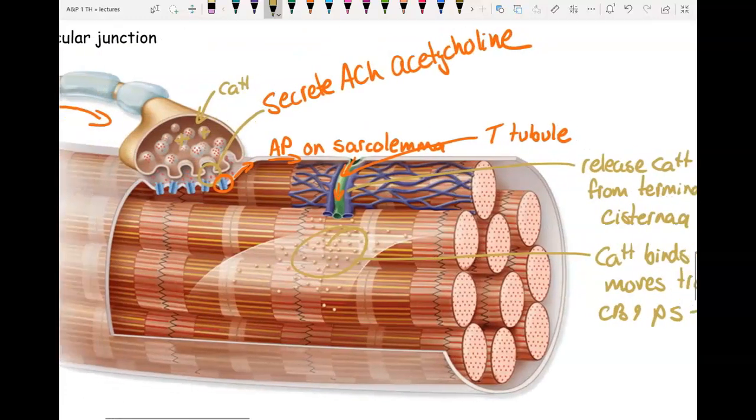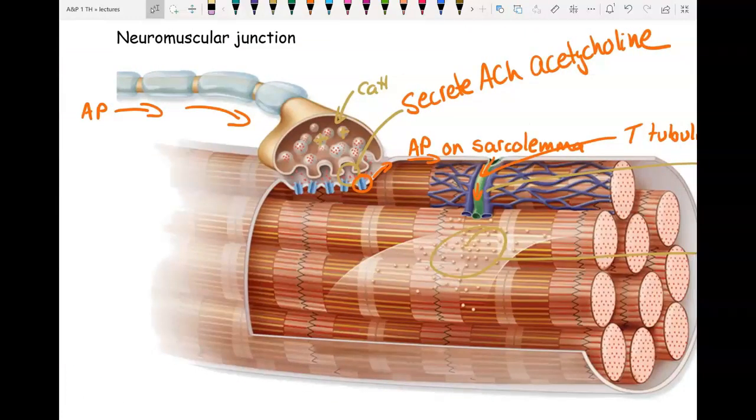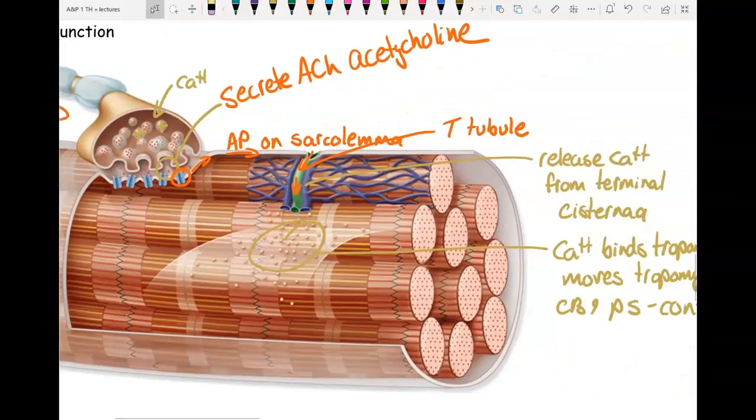So there's a lot of parallels here. You have an action potential in the axon, makes calcium gates in the knob open, and you release neurotransmitter. Over on the muscle, you have an action potential on the sarcolemma and T-tubule, makes voltage gates in the terminal cisternae open, and you release calcium.